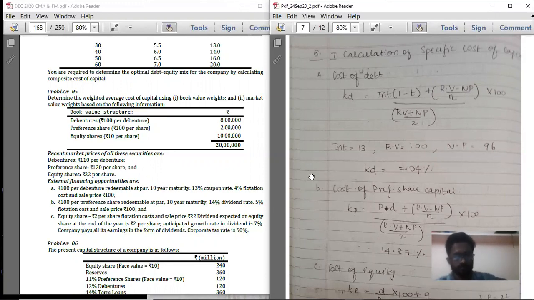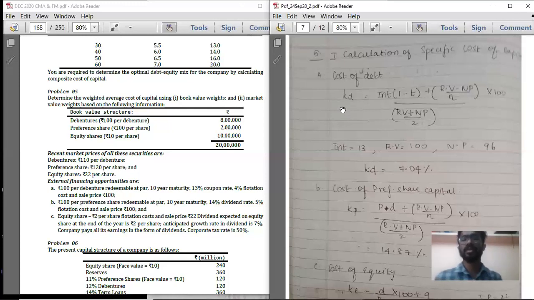So come to the problem. And the corporate tax rate they have given is 50%. So take down: capital A, cost of debt. Below that, take the formula for after-tax KD, that is KD is equal to interest into open a bracket 1 minus tax rate, close bracket, plus open a bracket redemption value RV minus NP divided by N, close the bracket, redemption value minus net proceeds divided by number of years, whole divided by open a bracket redemption value plus net proceeds divided by 2, close the bracket, into 100. This is the redeemable debentures formula.